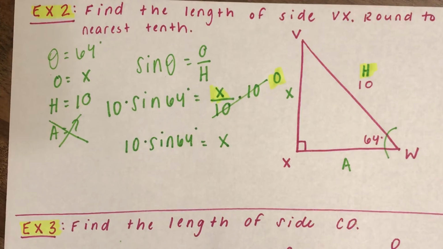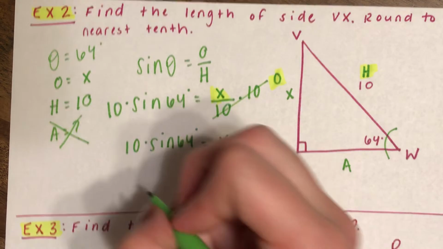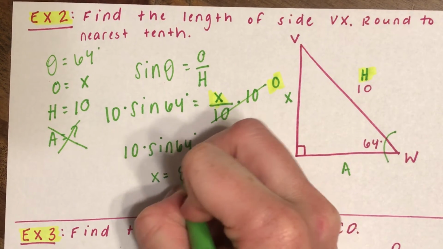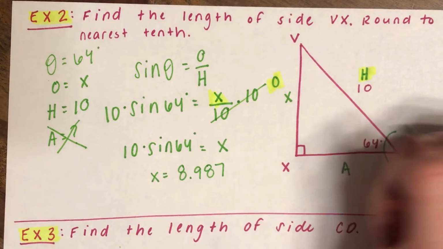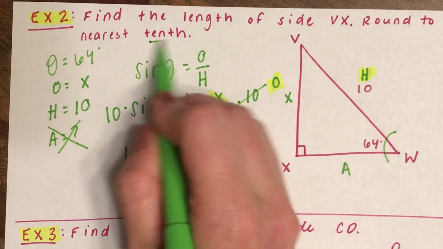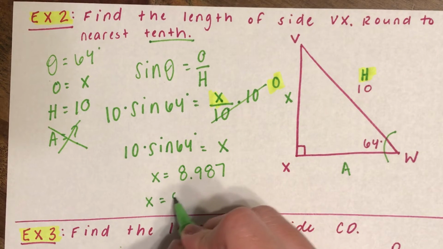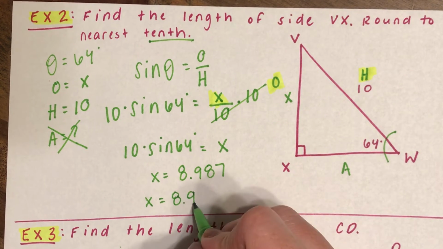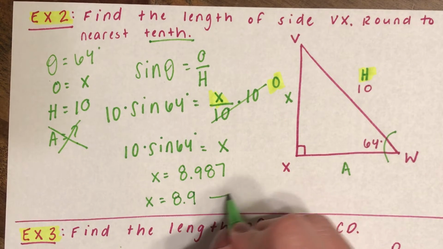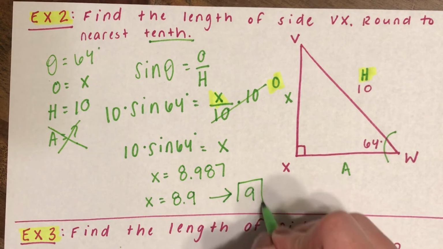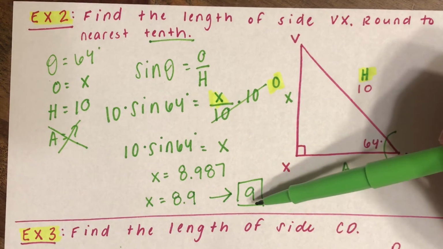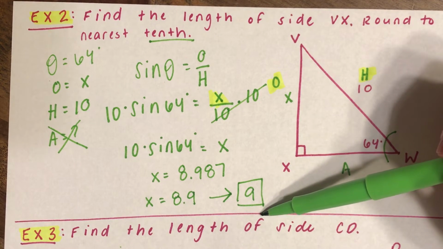Okay, I'm going to go over to my calculator, make sure it's in degree mode, and type in 10 sine of 64. And I get 8.987. Okay, so rounding to the nearest tenth, meaning one decimal, this is going to be 8.9. Since this is going to round up to a 9, we could just go ahead and say this is 9. Okay, I think IXL would take both of those answers.